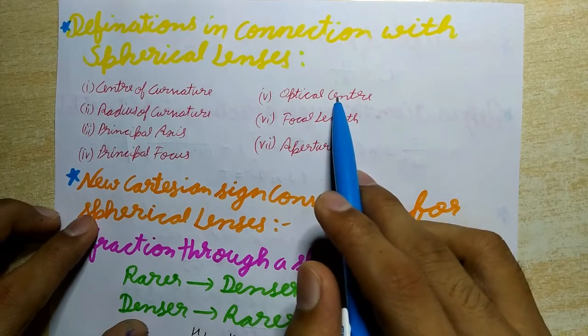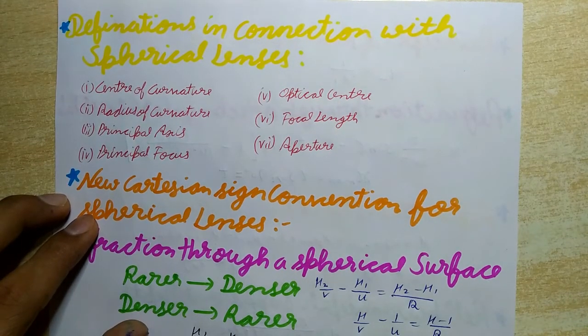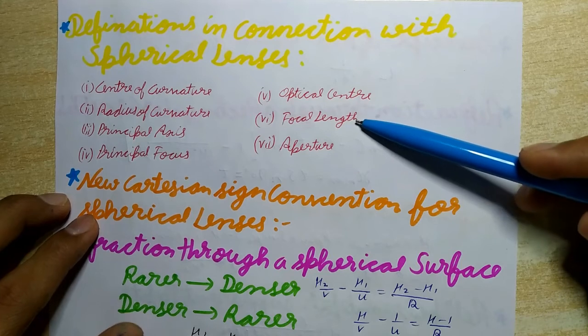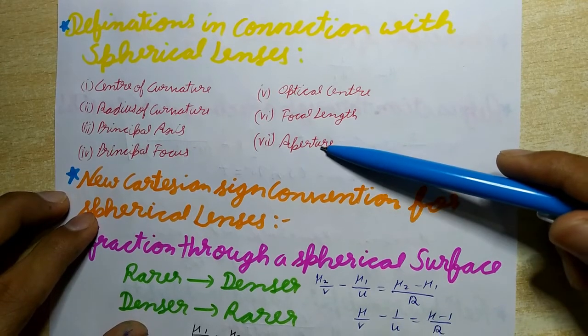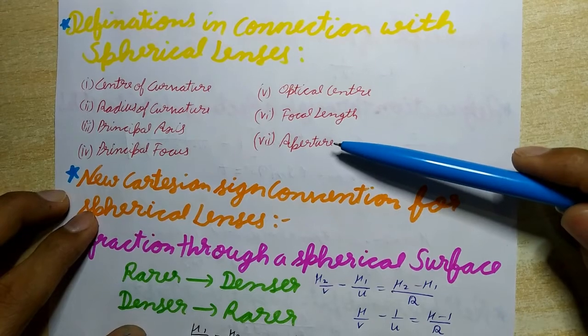Fifth is optical center. It is the point situated within the lens through which a ray of light passes undeviated. Next is focal length. It is the distance between the principal focus and optical center of the lens. And the last one is aperture. It is the diameter of the circular boundary of the lens.